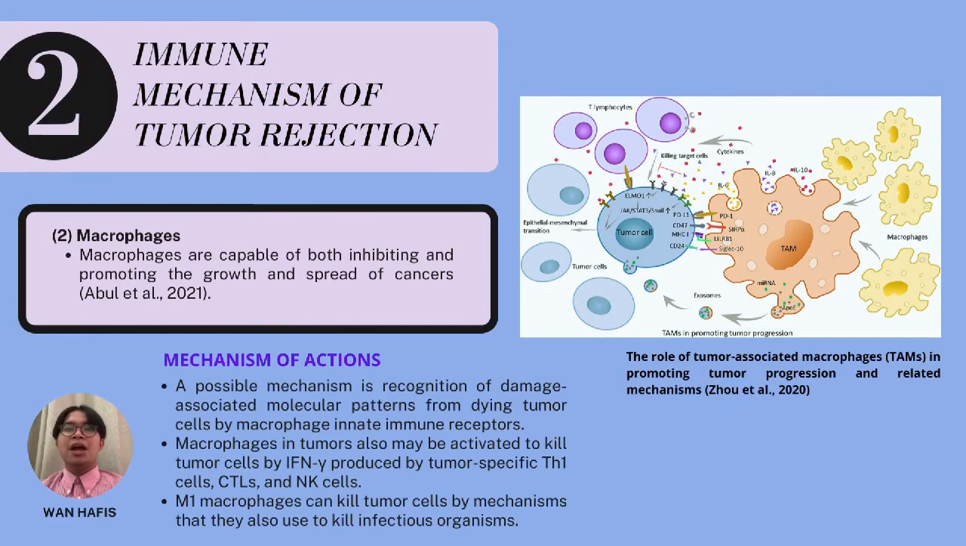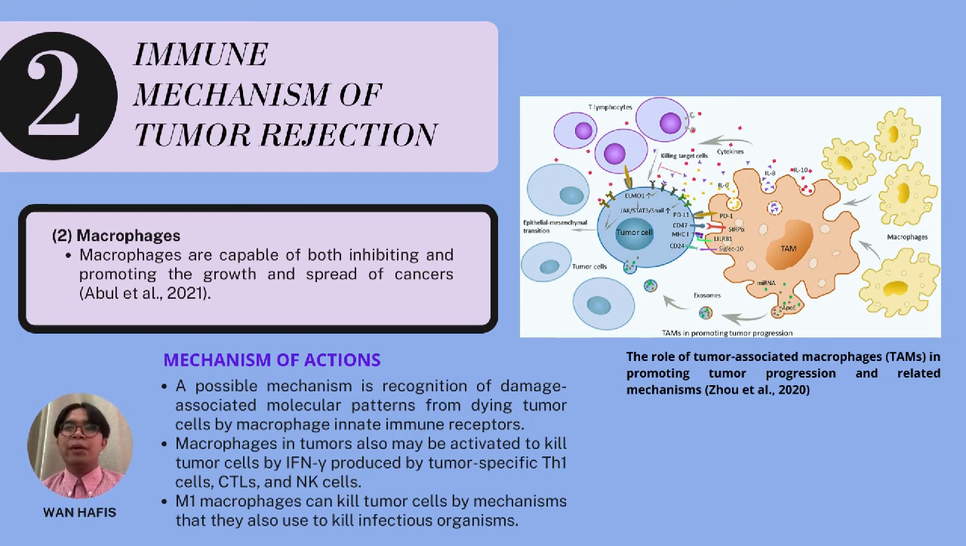Next, macrophages. Macrophages are capable of both inhibiting and promoting the growth and spread of cancer, depending on their activation state. Classically activated M1 macrophages can kill many types of tumor cells. How macrophages are activated by tumors is not known. A possible mechanism is recognition of damage-associated molecular patterns from dying tumor cells by macrophages' immune receptors.